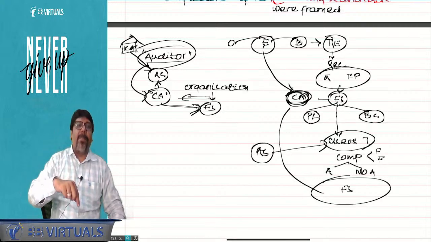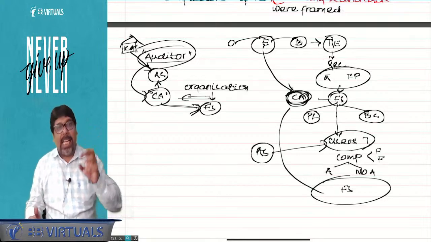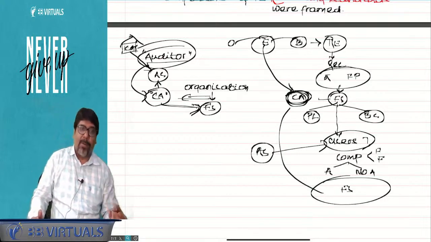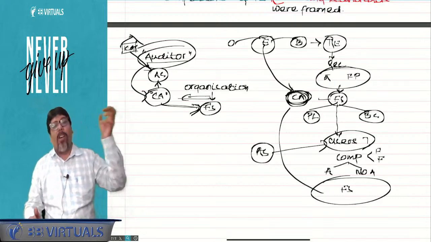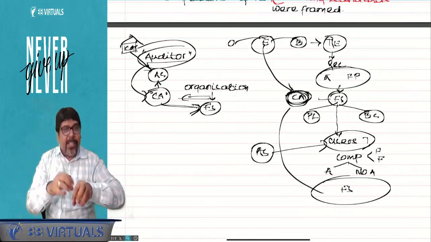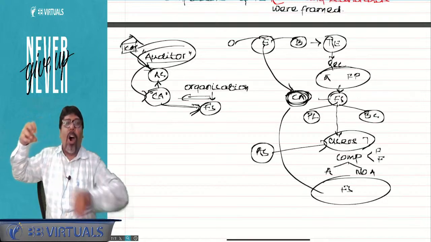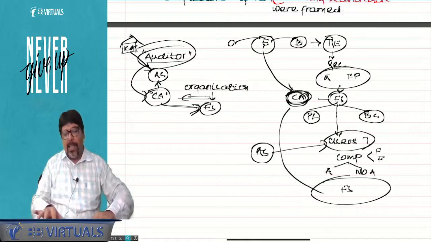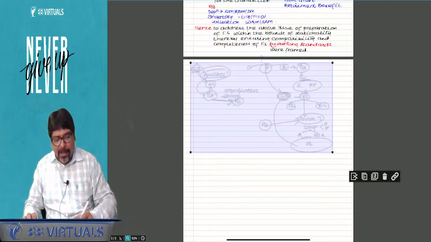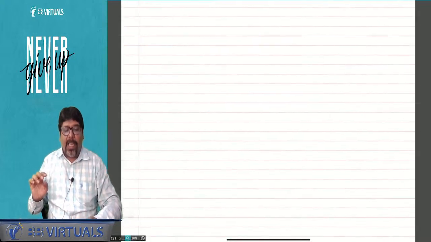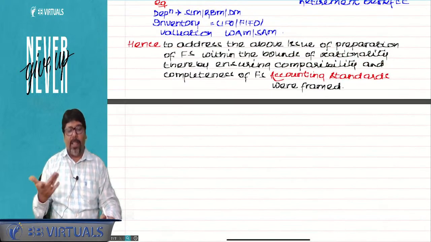So ICAI has published accounting standards for what? To make sure that financial statements of the entity, which are prepared by the chartered accountant for the users for comparability, are prepared in accordance with accounting standards, for which they have kept a watchdog. Who is that watchdog? Auditor. So I hope you understood why accounting standards are there and how the institute makes sure that an organization is following accounting standards.